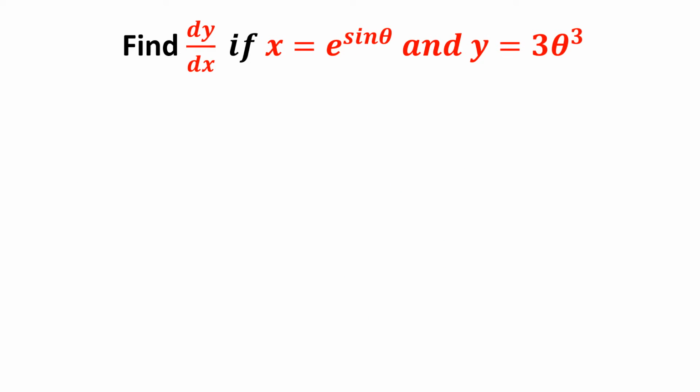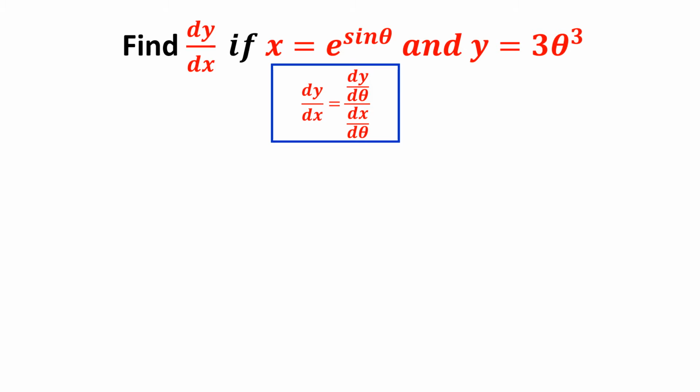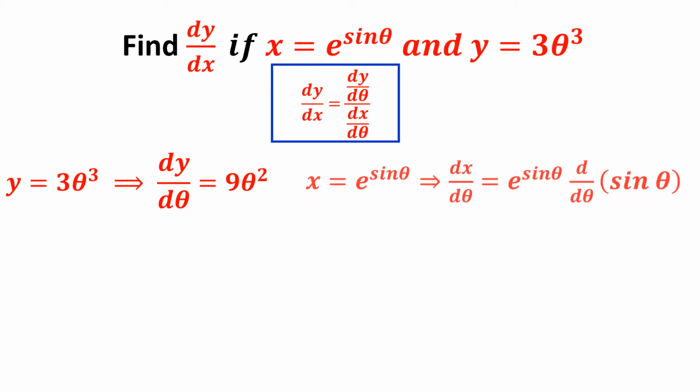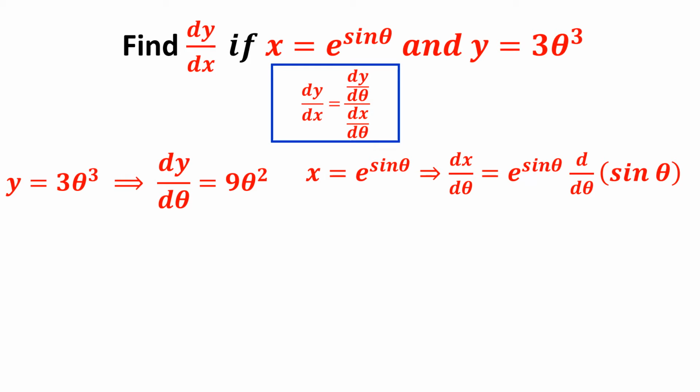We will take a problem in theta. X is equal to e power sine theta and y is equal to 3 theta cube. Here we should see that dy by dx will be dy by d theta, whatever the parameter being used, upon dx by d theta. Let us find the derivative of y is equal to 3 theta cube. It is 3 theta square, therefore it is 9 theta square. And for e power sine theta, by making use of the chain rule, e power sine theta into d by d theta of sine theta, it is cos theta, or cos theta into e power sine theta.